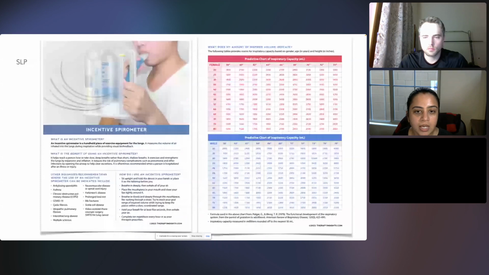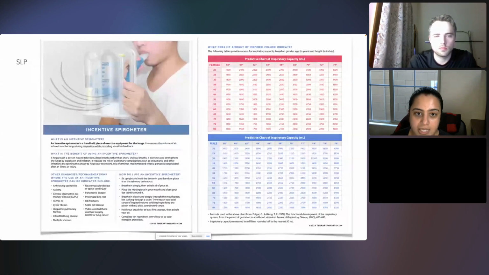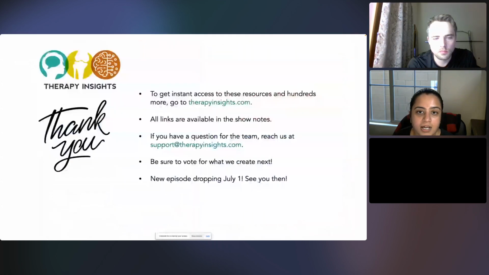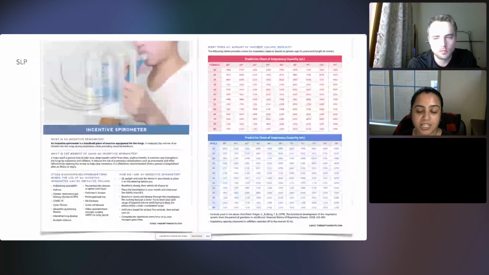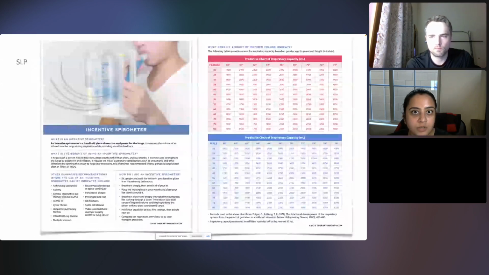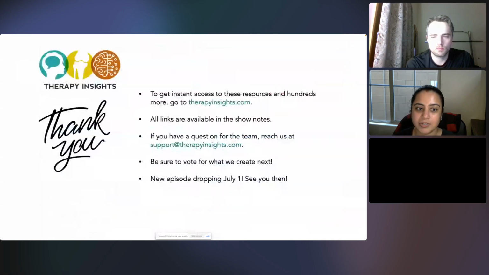Another resource that was created, this was by our SLP team. This was for incentive spirometry, and this gives us a good view of how you can use this parameter, and then at different lung capacities, what can you expect, what do you need to look for, and how this can be really effectively used in clinical practice. Also, I forgot to mention our OT team created another great resource called subacromial trauma. So basically, this talks about what you can do when you get patients with subacromial trauma and what kind of precautions you need to follow, and how best you can refer these patients out.